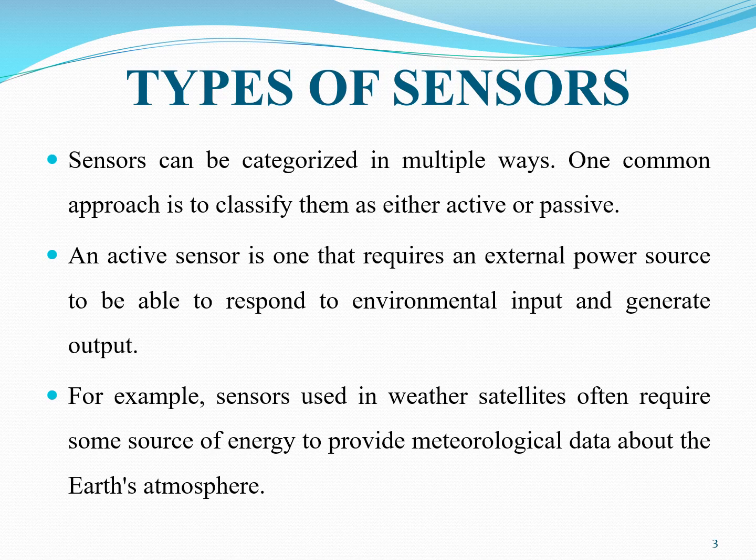Next, let us see about the various types of sensors. Sensors can be categorized in multiple ways. One common approach is to classify them as either active or passive sensors. An active sensor is a device that requires an external power source to be able to respond to environmental input and generate output. For example, sensors used in weather satellites often require some source of energy to provide meteorological data about the Earth's atmosphere.